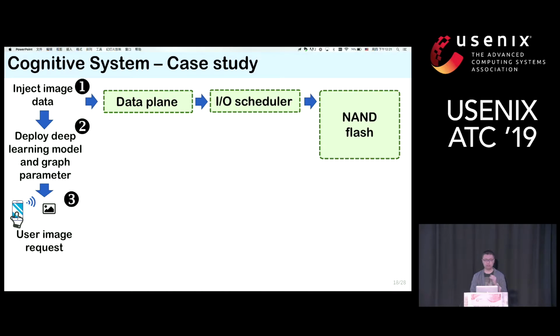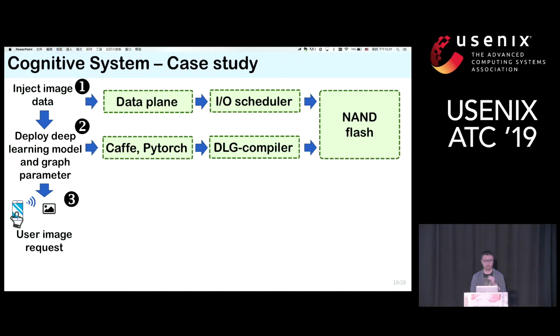For the first step, the users invoke the API of the data plane to inject image data into the NAND flash. Second, users leverage the deep learning framework to train a model for the image database. After that, users use the DLG compiler to generate instructions and graph parameters and write them into the NAND flash.